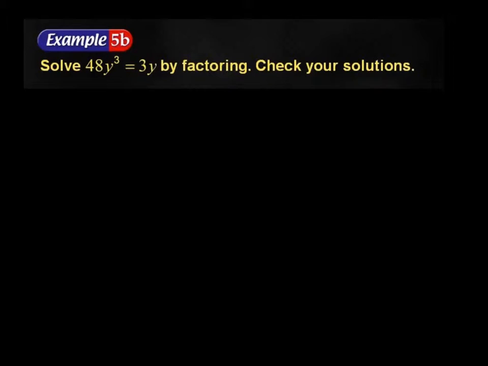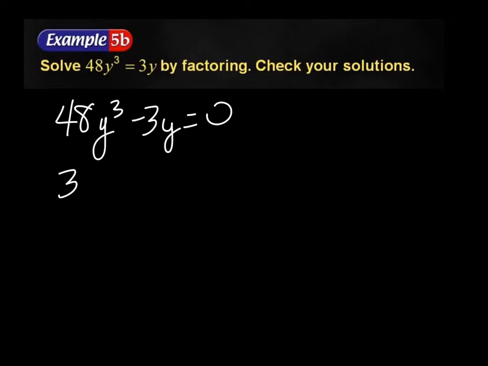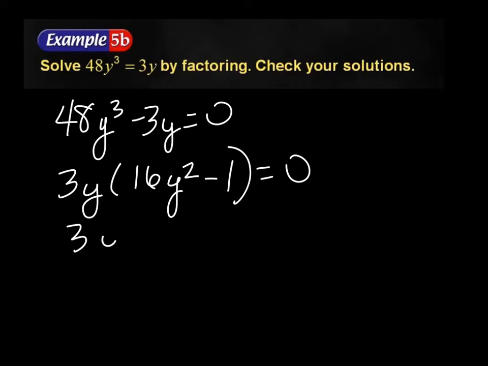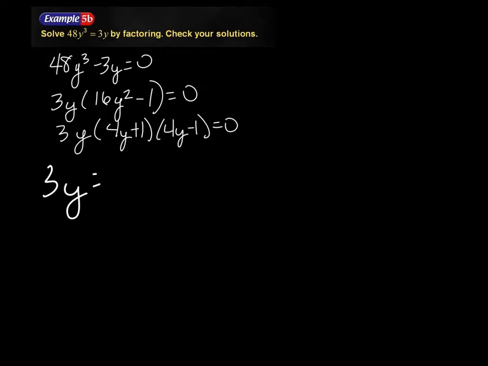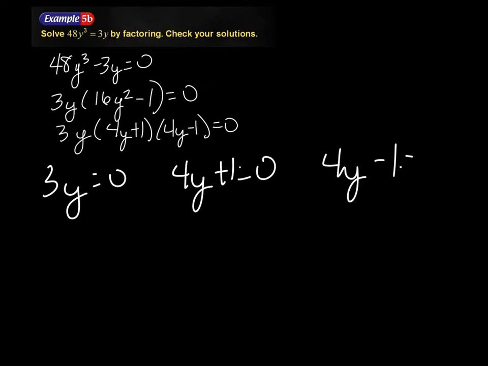Okay, it says solve by factoring, so we're going to get everything on one side of the equation, subtract 3y from both sides. And then my greatest common factor is 3y, so I'm going to factor that out. 48 divided by 3 is 16. y cubed divided by y is y squared. 3y divided by 3y is 1. And then I have difference of two squares inside the parentheses, so (4y plus 1)(4y minus 1). Oh, I'm going to have three answers. My equations will be 3y equals 0, 4y plus 1 equals 0, 4y minus 1 equals 0.